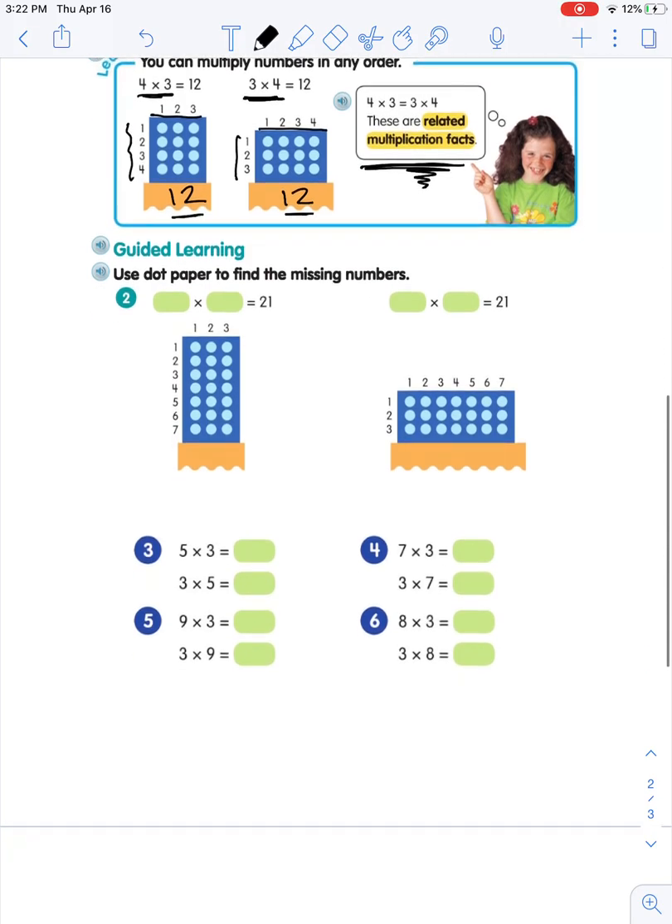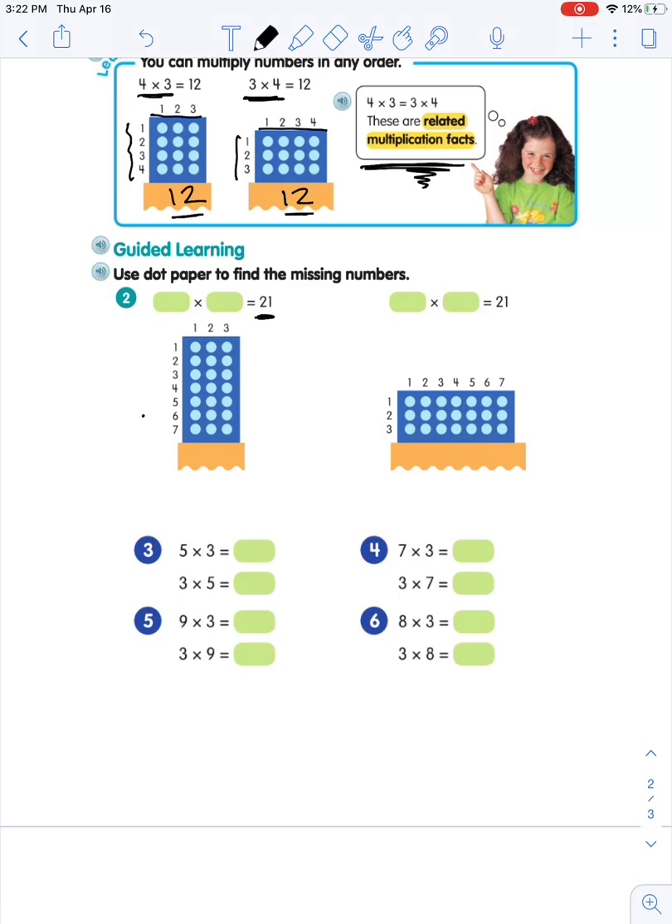Let's take a look at our guided learning. It says use dot paper. So remember, these pictures right here are what dot paper is. Use dot paper to find the missing numbers. You don't have to use dot paper, it's an option. If it helps you, great. So use dot paper to find the missing numbers.